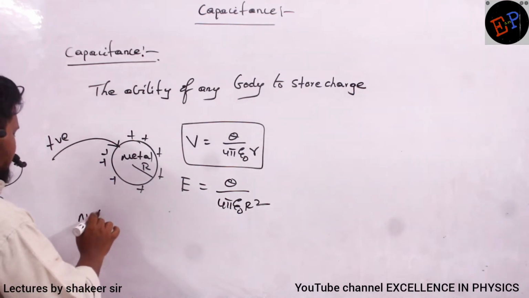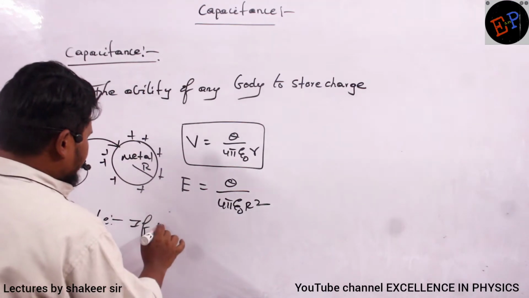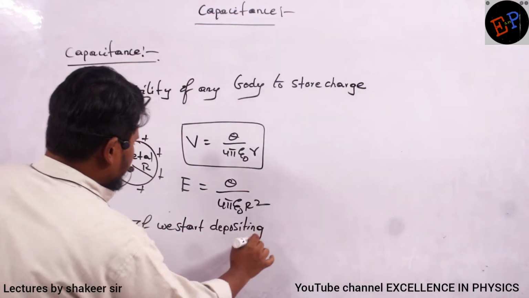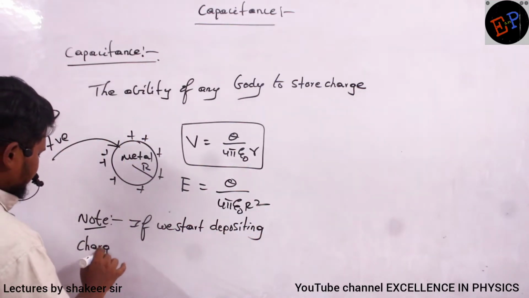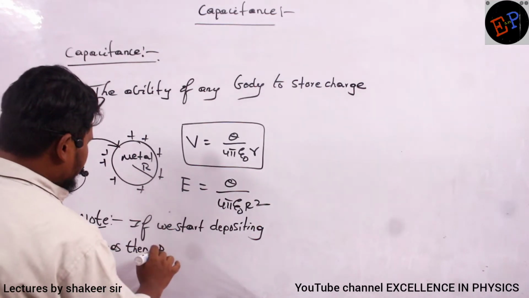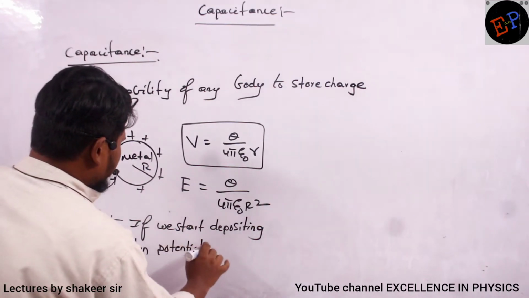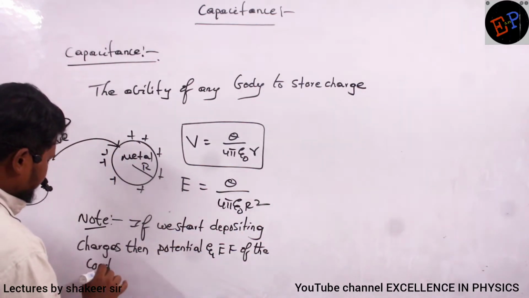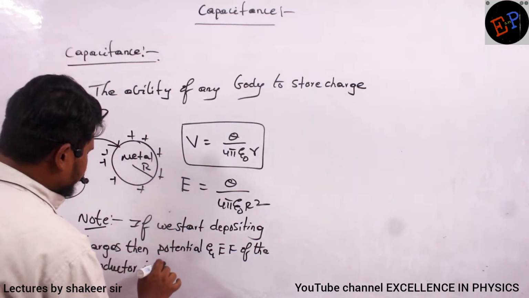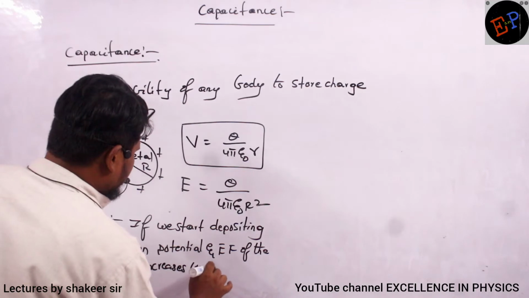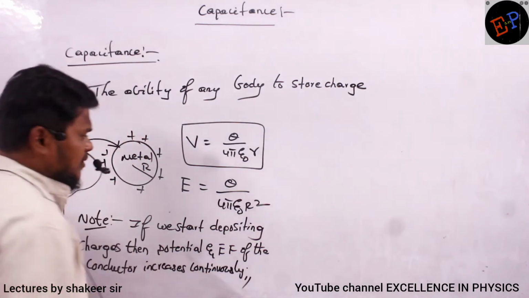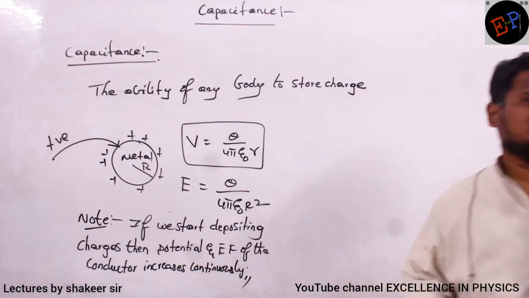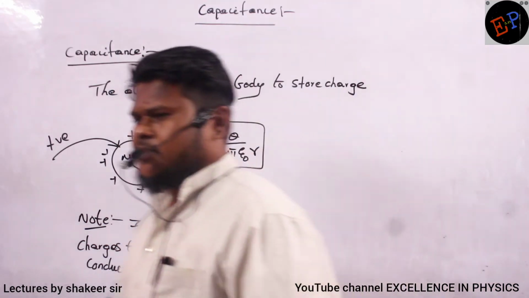So make a note of that point. What is the note point I have to write? If we start depositing charges, clear nama? Then potential and electric field of the conductor increases continuously. Okay? Continuously the electric field and potential of this conductor will continuously increase.